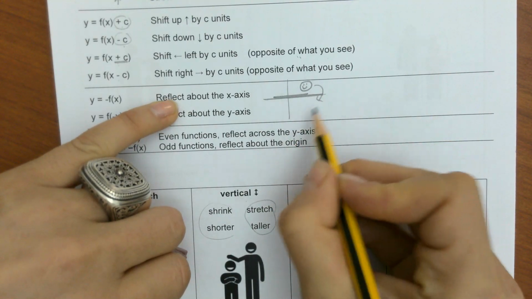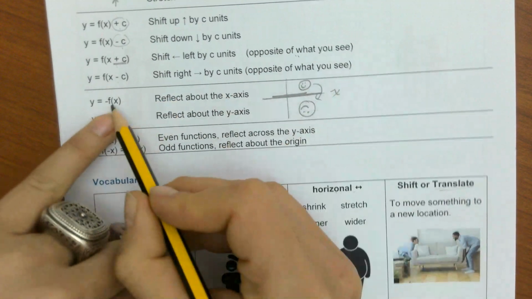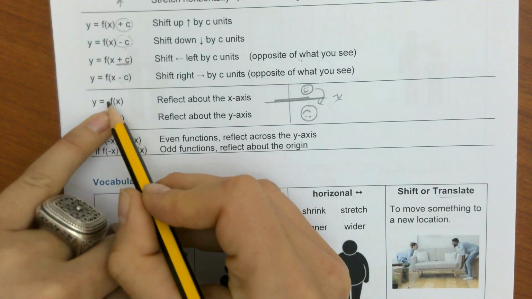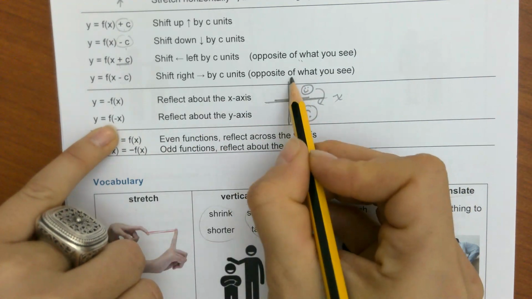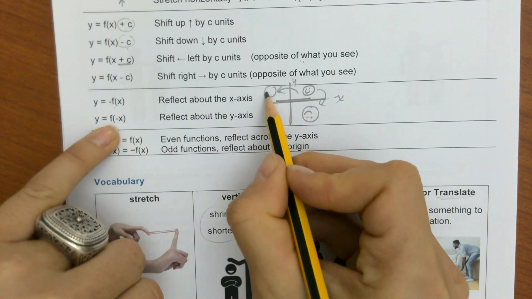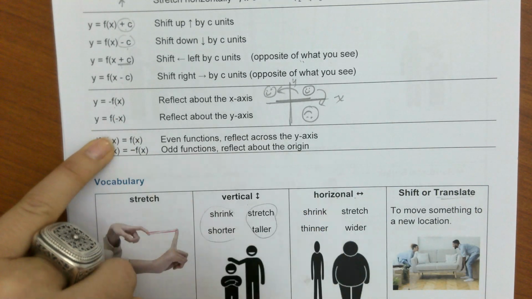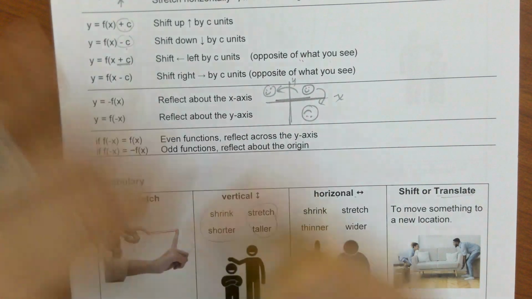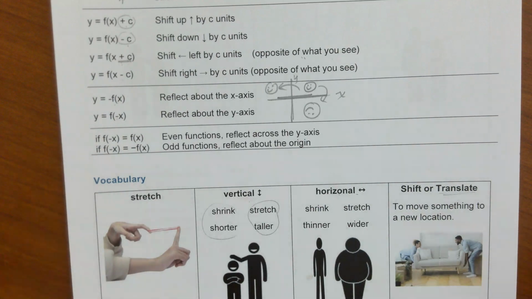Okay? And if I want to reflect things across the x-axis, so here's a happy face, and I want to reflect it across the x-axis, then it looks like this. There's a negative in the front. Now if I want to reflect it across the y-axis, there's a negative on the inside. So these are the rules, but we're going to go over them when we go through the book.